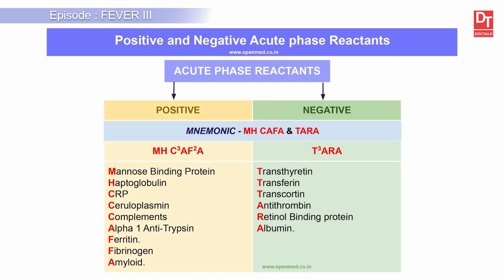Now, negative acute phase reactants: T3ARA, that is transthyretin, transferrin, transcortin. These are the T3, A for antithrombin, R for retinol binding protein, A for albumin. Out of all these, in clinical practice, most important positive phase reactants are CRP and ferritin, what we are doing regularly, and negative phase reactants albumin and transferrin we are doing regularly.